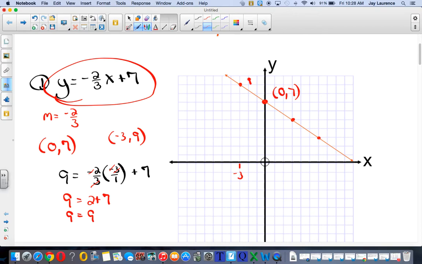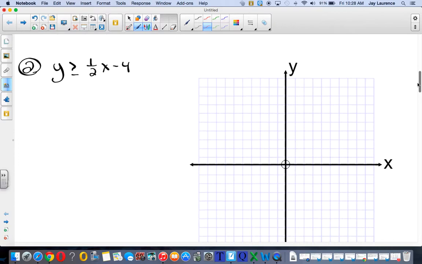Okay? The line shows me every possible point that will get me a true statement for this equation. Very, very important. But today we're going to be doing something a little different. Not really, though. We're going to be graphing inequalities. It's not going to be equal to. It might be greater than or equal to, might be less than or equal to, might just be greater than, might just be less than.